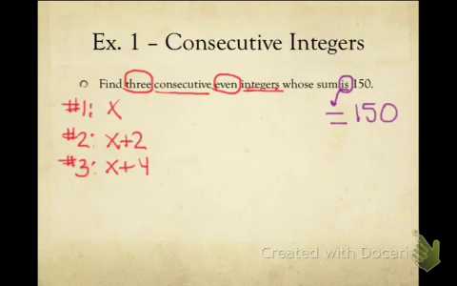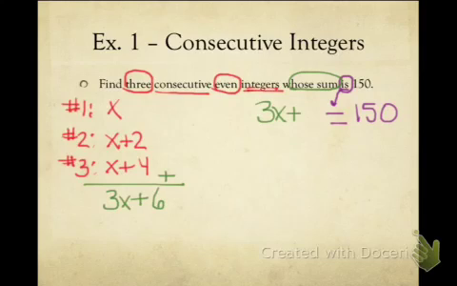From there, the word problem says whose sum. Sum says let's add those up. So we're going to combine similar terms and we get 3x plus 6. And that actually is the variable expression that forms the left-hand side of my equation.